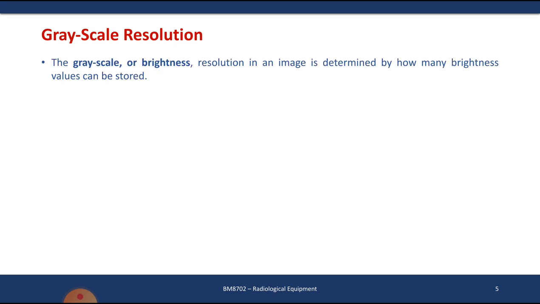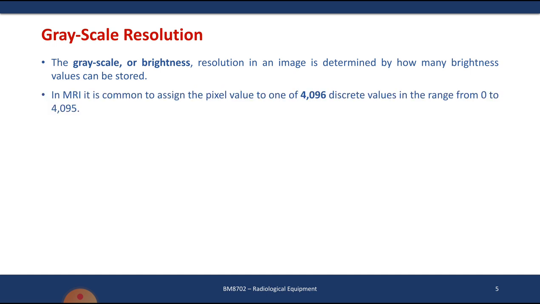And next thing is grayscale resolution, which is basically your intensity resolution. So grayscale, brightness, contrast, everything is more or less the same. And here you can see in MRI it is common to assign the pixel value as 4096, which is having values from 0 to 4095. So you would have seen all those things in your MATLAB programs, right? When you have a value of 256, you will have the values ranging from 0 to 255. So that is how we generally do the digital conversion in terms of numbers.